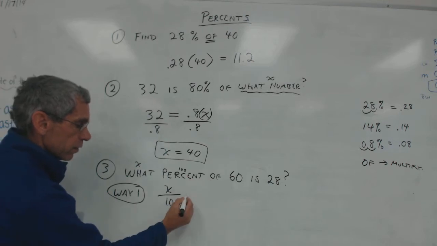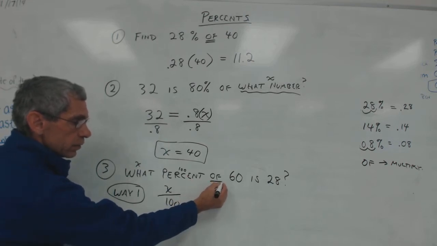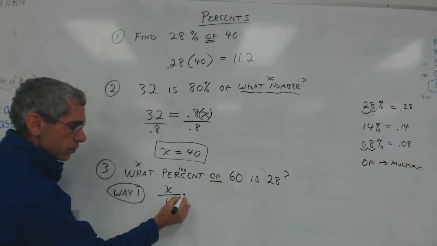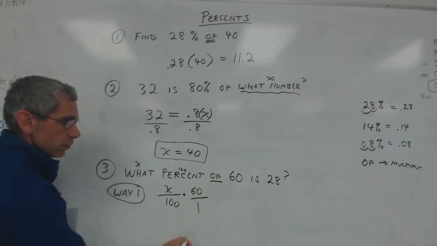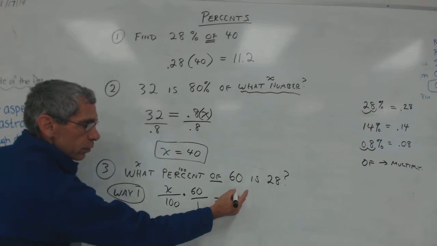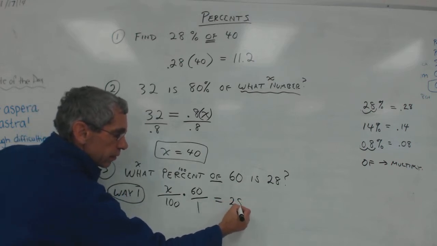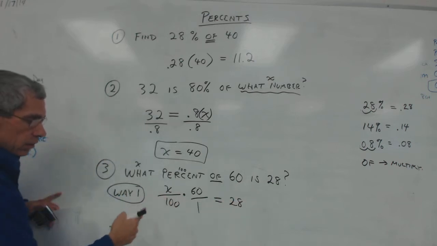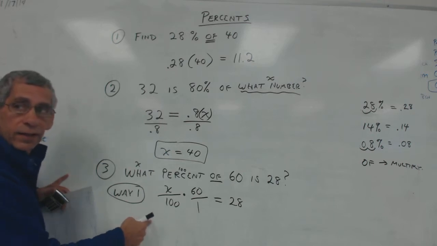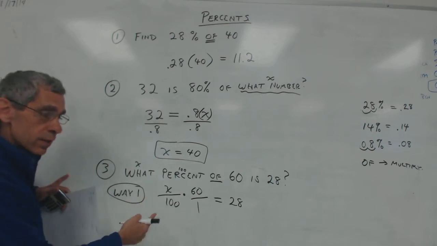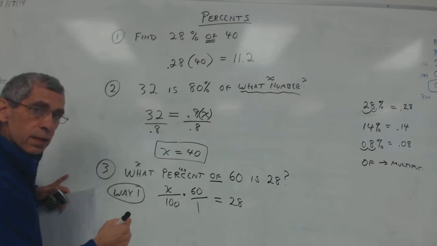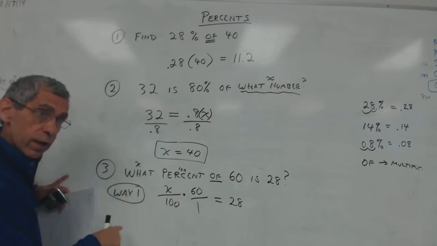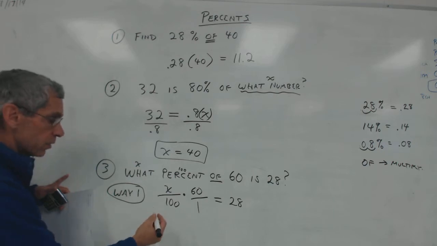Okay, of means times. 60, 60 over 1, equals 28. Now when I solve this, I will find x equals something, and that is the answer. That is the percent. I just have to put a percent sign after it, right? I think this is the harder way to do it. I like way 2 myself, and I'm going to show you that in a second.